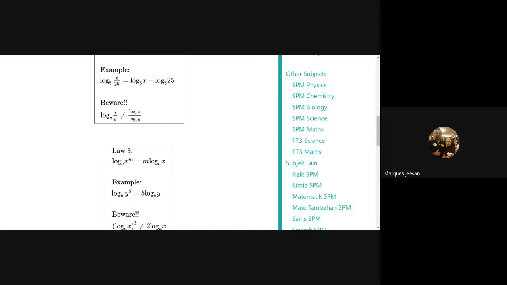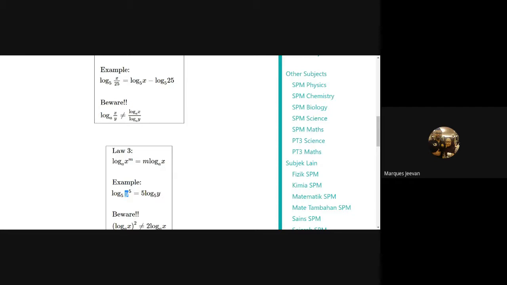Now I want to ask you a quick question. What happens if this is log_5 of 5 to the power of 5? How do you write it? 5 log_5 5, right? Yes. Now remember this: if your log base and your term are the same, the whole value of log of that term becomes 1. So if it's log_5 5, the whole value is 1.